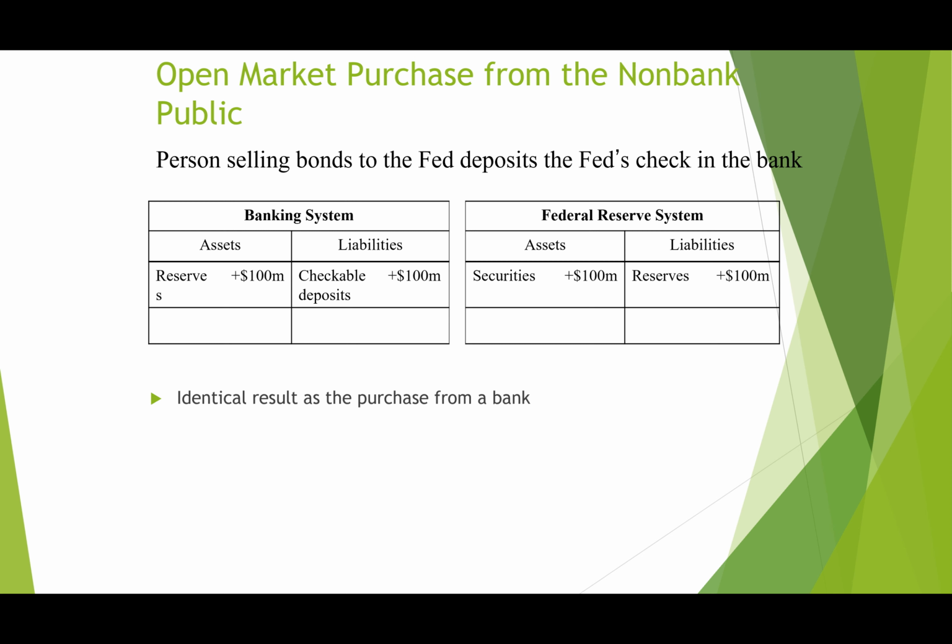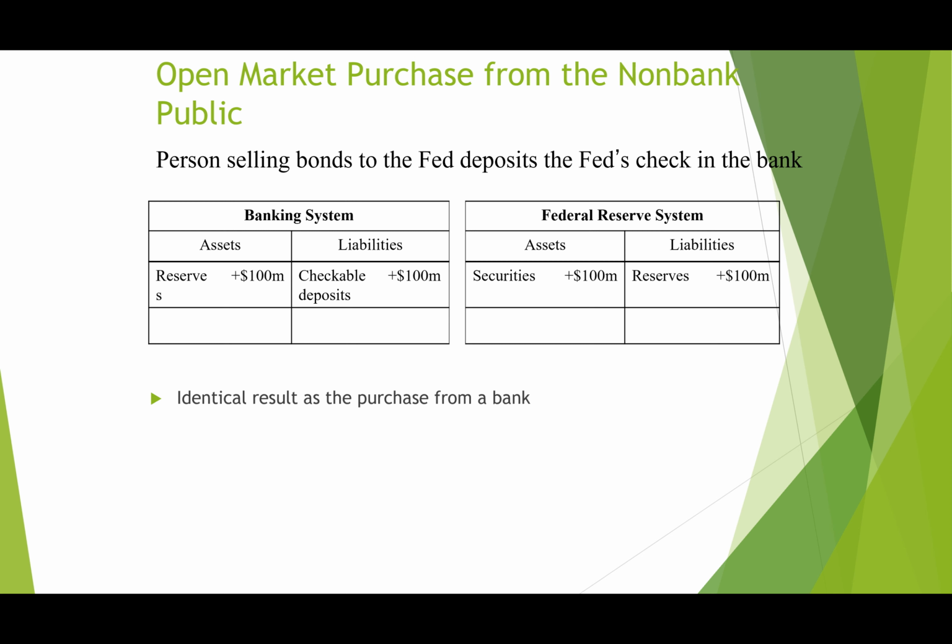So let's say the Fed doesn't buy from a bank. Instead, it buys from a person. So basically the Fed goes out and buys a bond from an individual. When it buys that bond from an individual, it has to write a check. So it writes the check to that individual, who goes to a bank and deposits the check.